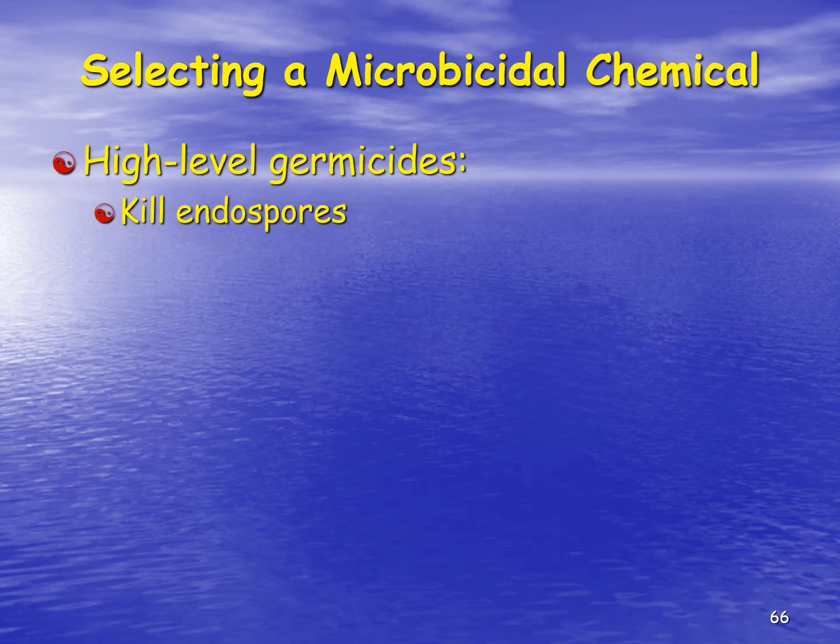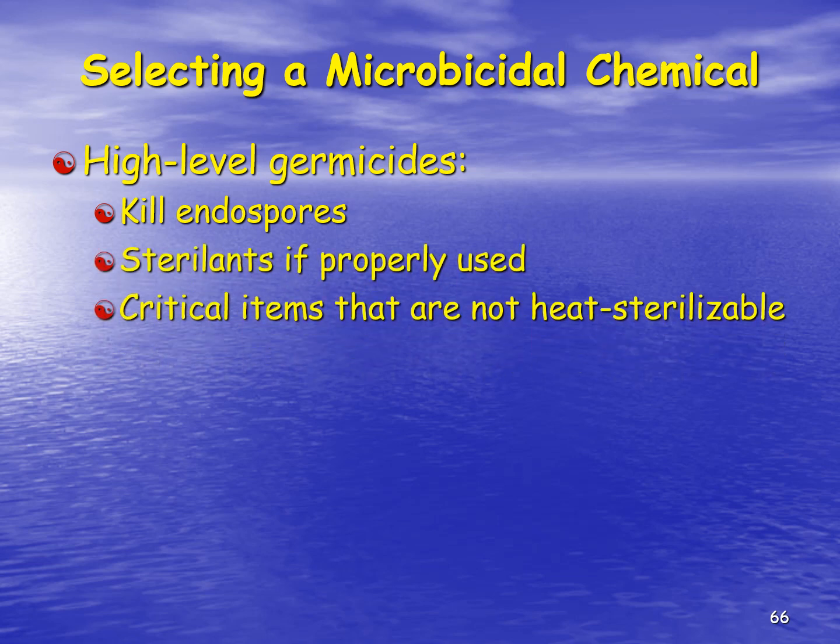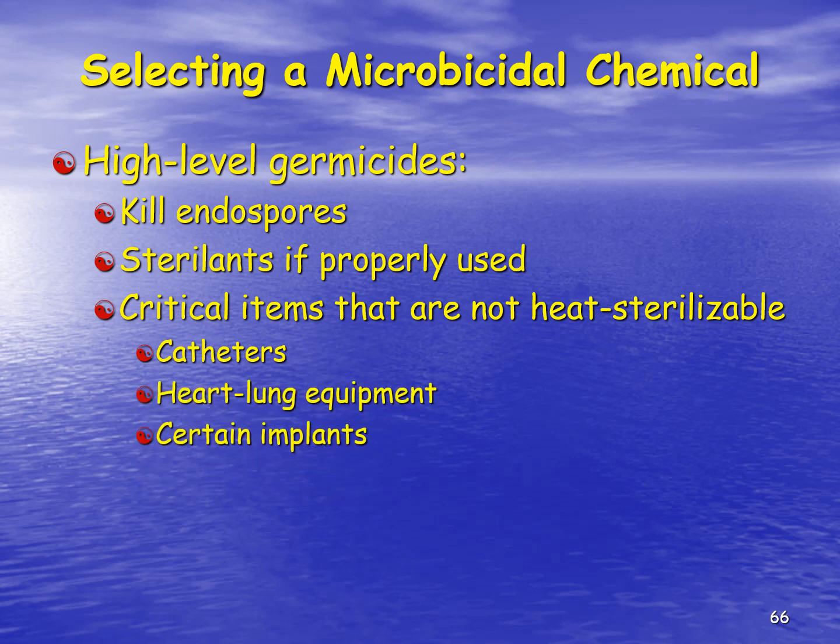High-level germicides kill endospores. They're sterilants if they are used properly. Critical items that are not heat sterilizable can actually use these high-level germicides as a sterilant. These things would include things like IV or urinary catheters, heart-lung equipment, and certain internal implants.